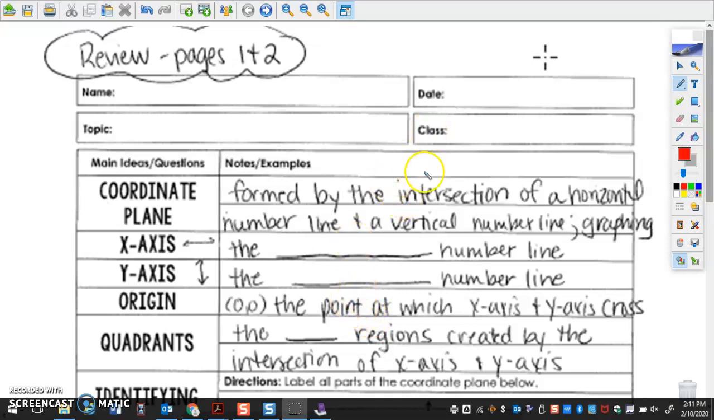Hi guys, this is Miss Carvalho, and today we're going to start a new topic, functions. So to talk about functions, we first have to review everything you've learned about the coordinate plane.